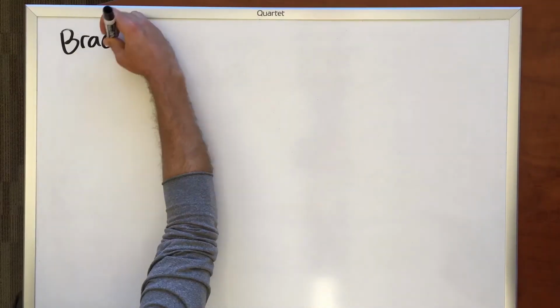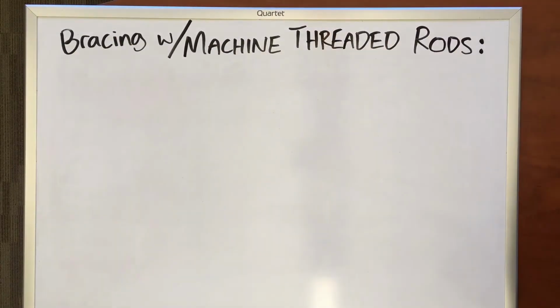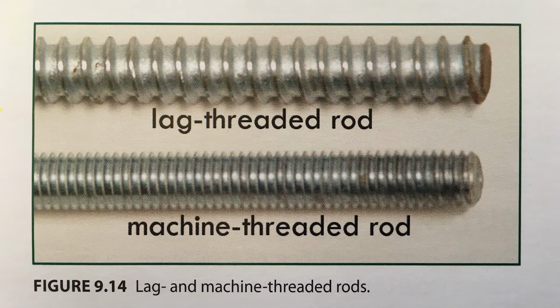Bracing is the next topic in our tree support discussion. It is the use of steel rods in limbs, leaders, or trunks to provide support for a union. Bracing is used to reinforce weak crotches or to strengthen decayed areas. In most cases, bracing is used in combination with cabling, not as a substitute. There are two types of rod that can be used for bracing applications: lag-threaded rods and machine-threaded rods.